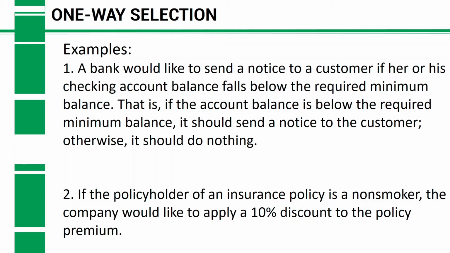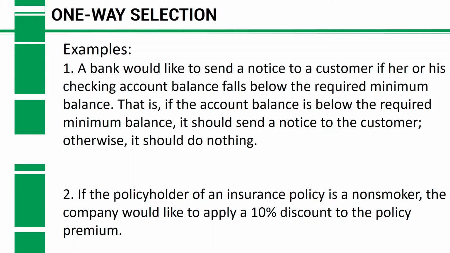I will give you ideas on what is one-way selection by giving you these examples. So example number 1. A bank would like to send a notice to a customer if her or his checking account balance falls below the required minimum balance. That is, if the account balance is below the required minimum balance, it should send a notice to the customer. Otherwise, it should do nothing.